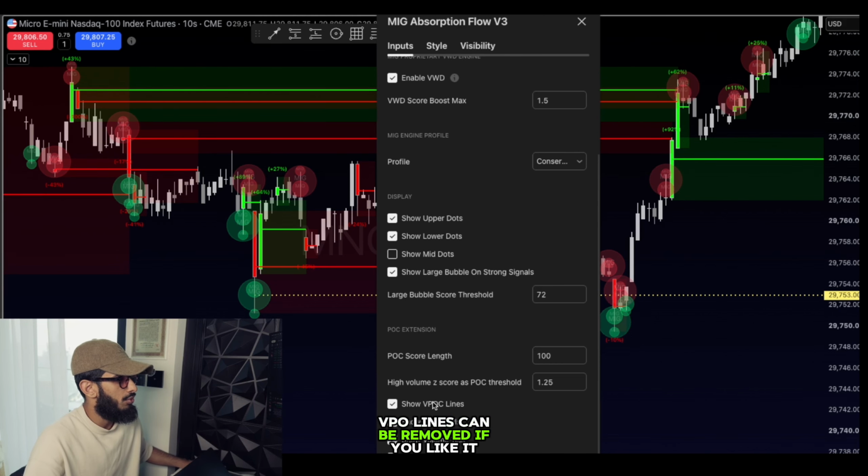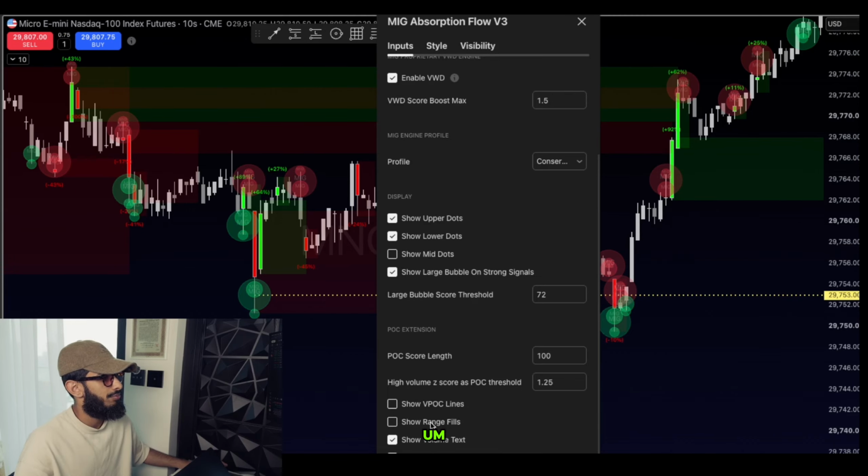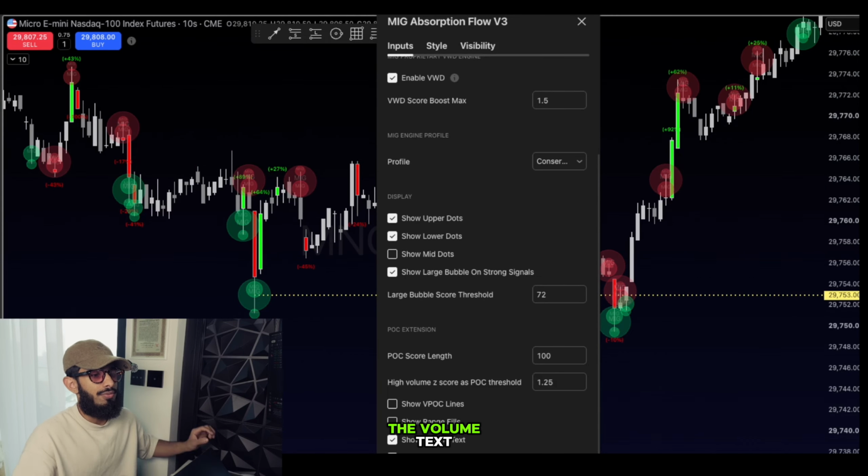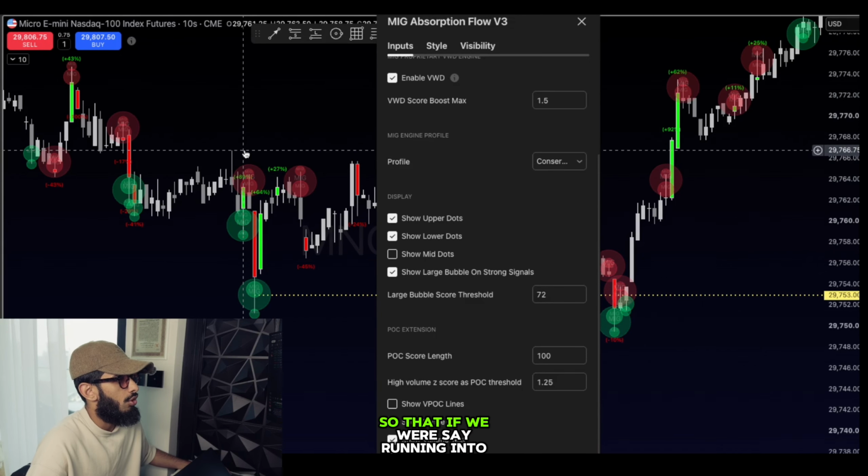VPOC lines can be removed if you'd like it clutter free, and the exact same thing with the range fills. We can completely turn them off.